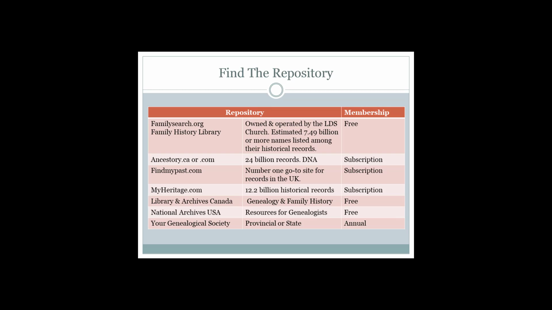Find the repository. The following is a brief list of repositories, what they contain, and their membership requirements. Check out the repositories that suit your needs. I've used all of these repositories. My favorites are FamilySearch.org, Ancestry Canada or Ancestry.com, which is the United States, and Library and Archives Canada, which I use for census searches.